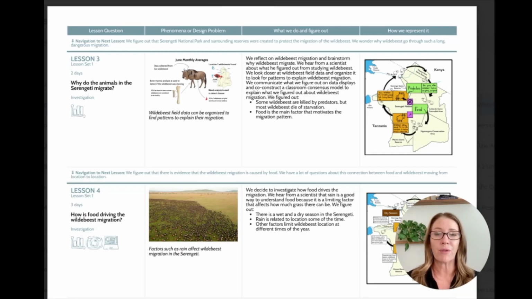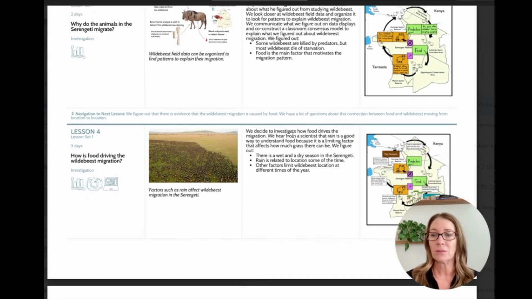And so we reflect on the migration patterns, and then we're going to get some data cards about the wildebeest. Here's kind of an example of one. It talks about some characteristics of the wildebeest and a part of their migration. And then we're going to summarize and record some of these ideas about predators and food on the map of the Serengeti as a class.